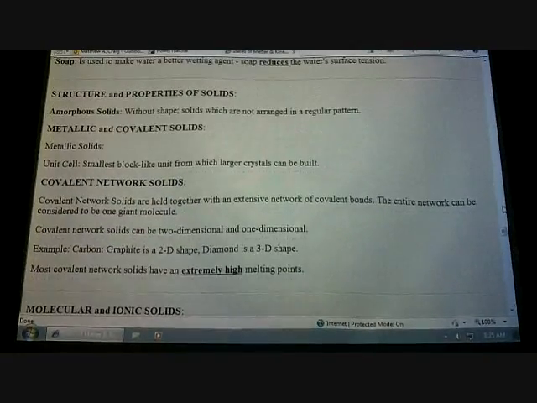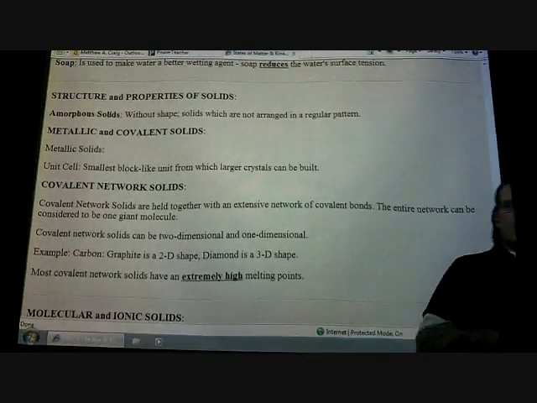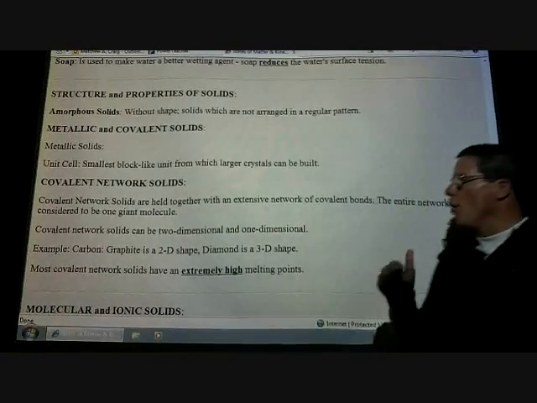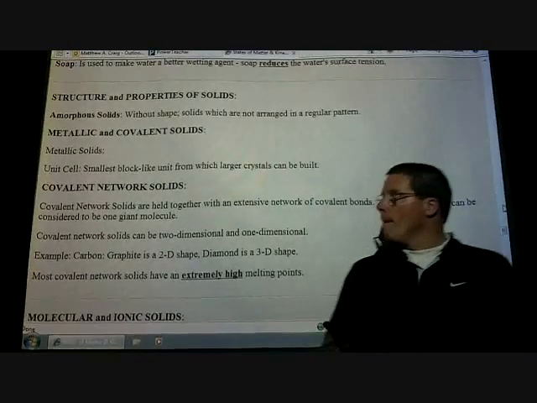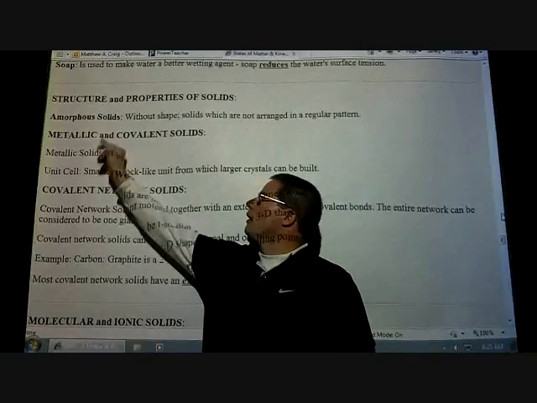Structure and property of solids. In AP Chemistry, we'll talk a lot about solids. We're not going to do a whole lot with this. I just want you to know the different types of solids, because it'll be on the test. It'll be a while. It's not next week.